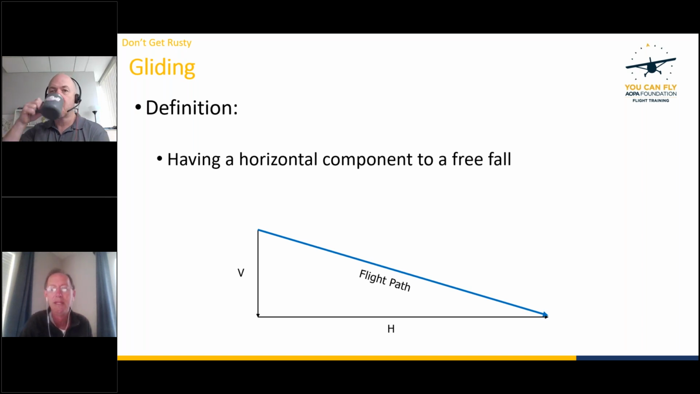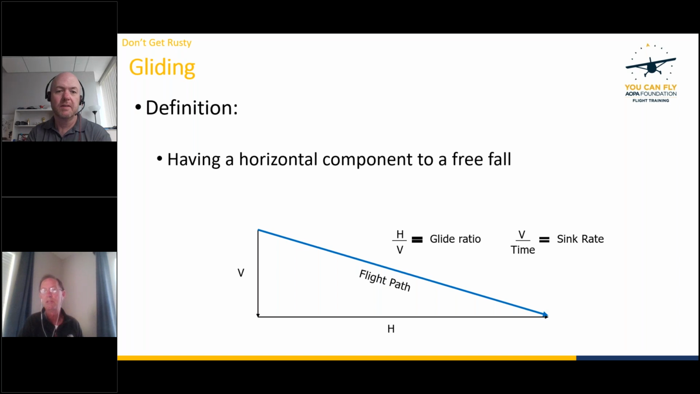A couple important concepts in this world are how much horizontal we can get for the amount of vertical that we're giving up, glide ratio. But another important concept to most glider pilots is how fast are we sinking? What's the rate at which we're approaching the ground, because that determines how long we're going to be in the air.